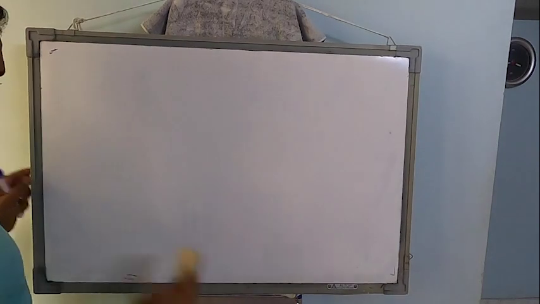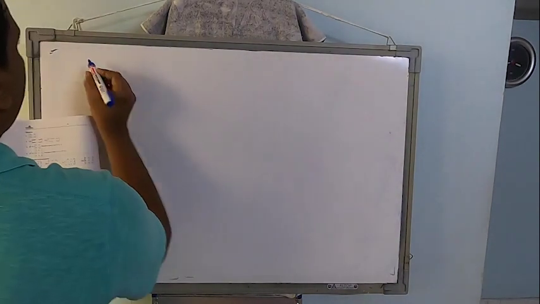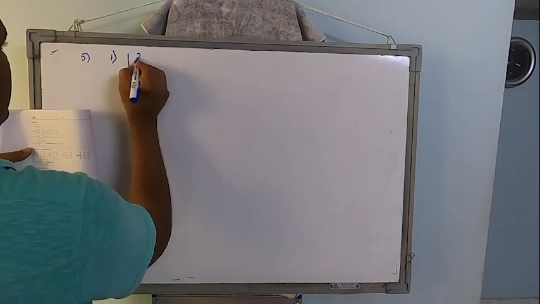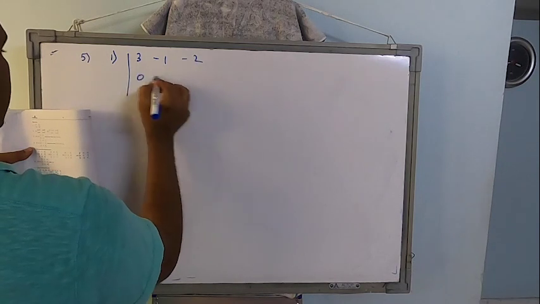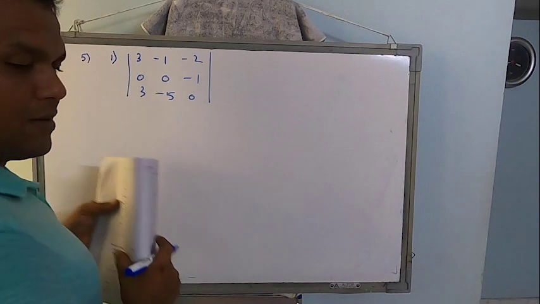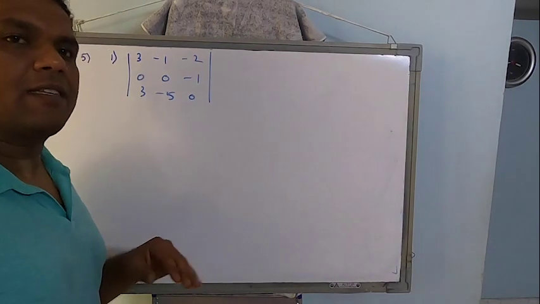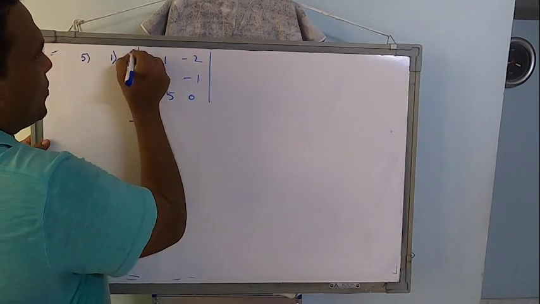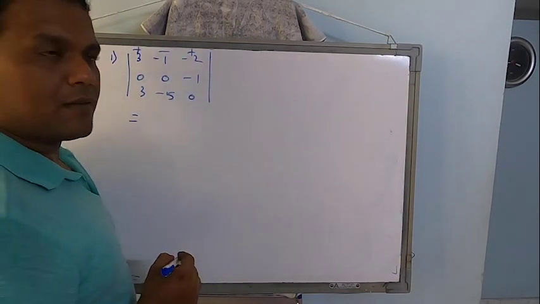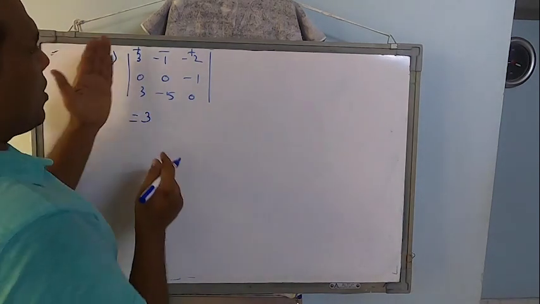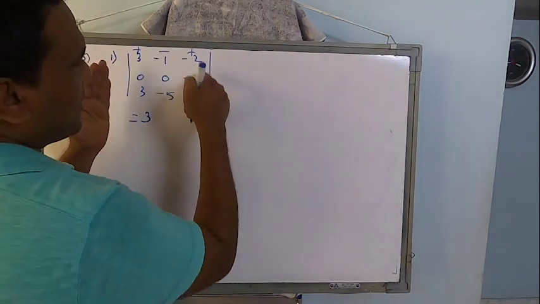So let's go to the fifth main, first column. Fifth main, under that first one, evaluate the determinant 3, minus 1, minus 2, 0, 0, minus 1, 3, minus 5, 0. Fine. Evaluate means you expand and get the real number associated with this. Right. Okay. So on top of the first row, write down the sign plus, minus, plus. So this element is associated with plus. Okay. So block the first column, first row, and expand the remaining elements.